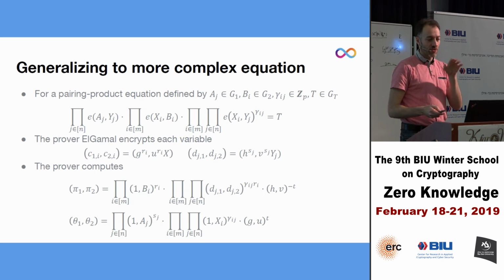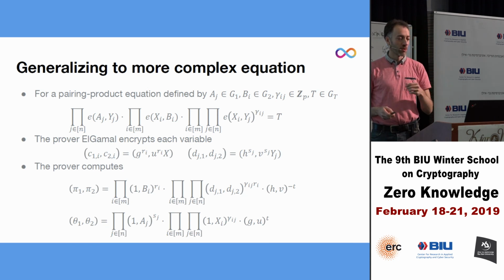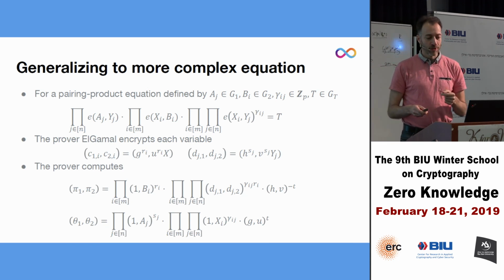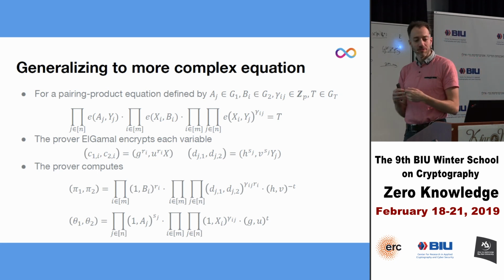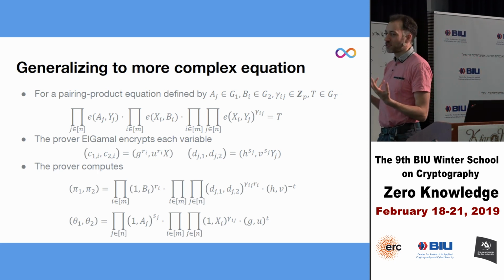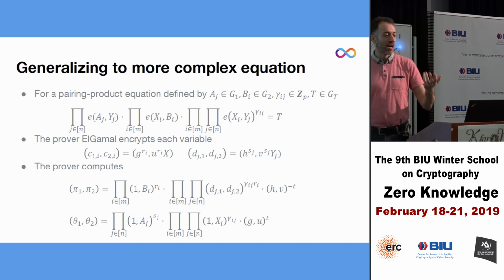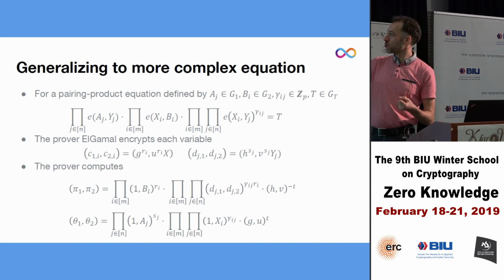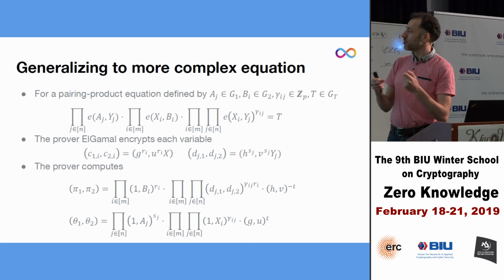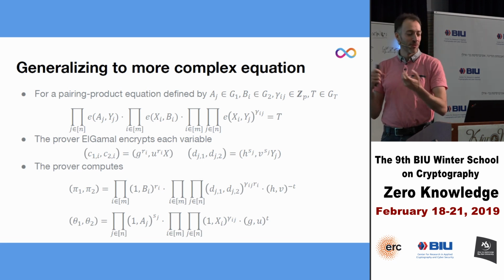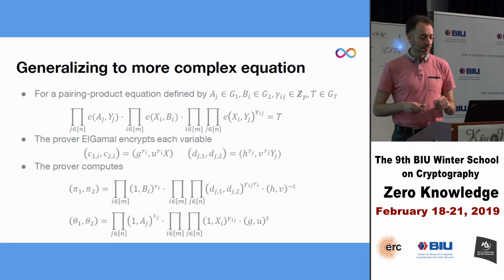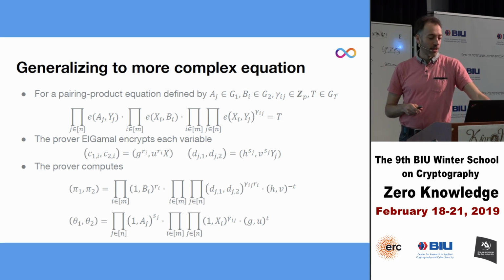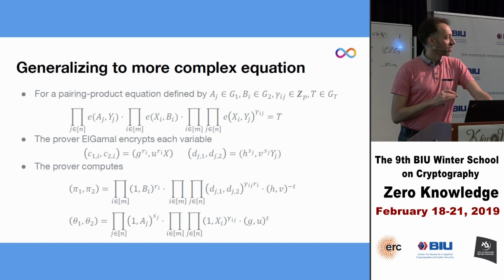Okay, so this is something that we can generalize to more complex equations. In general, we may not just have a pairing of x and y and be interested in whether that gives us a target element t, but we would have a pairing of knowns with unknowns, unknowns with knowns, and unknowns with unknowns, and that would give us some target element. But the idea is exactly the same.